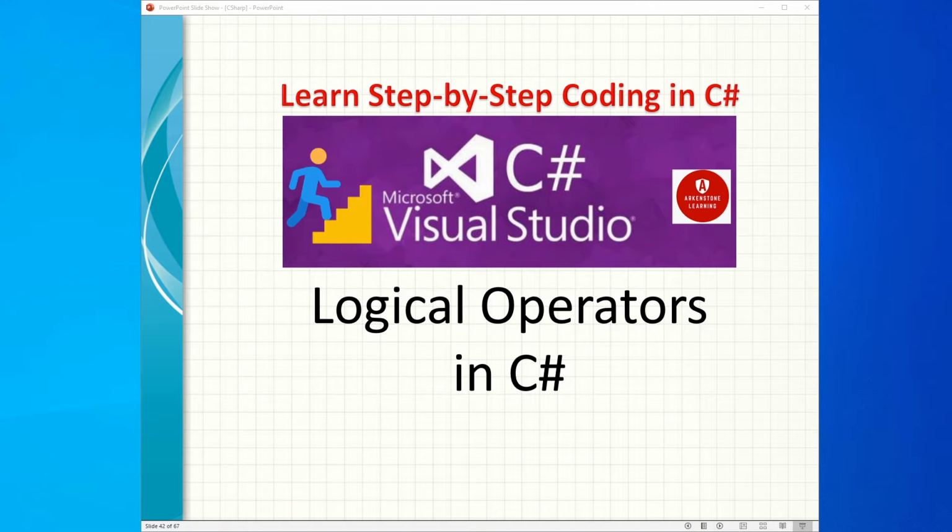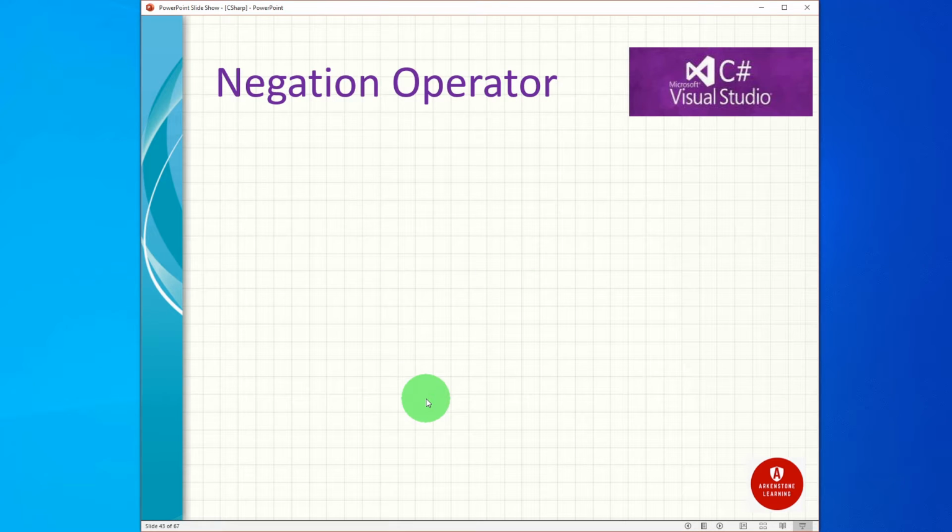Hi guys, in this video we will discuss the logical operators in C Sharp. So let's get started. C Sharp provides three logical operators that are useful if we want to combine multiple conditions. The first one is the negation operator.